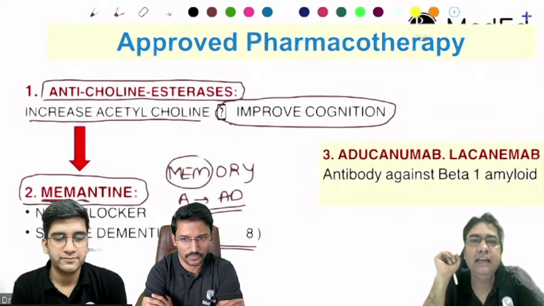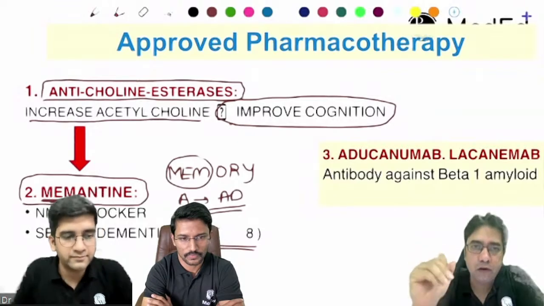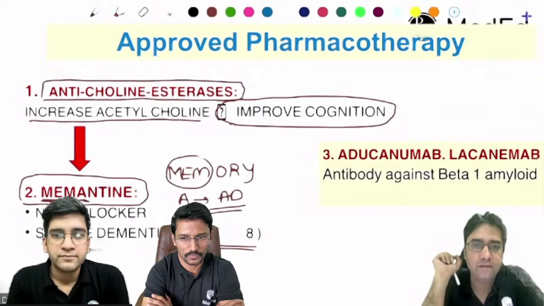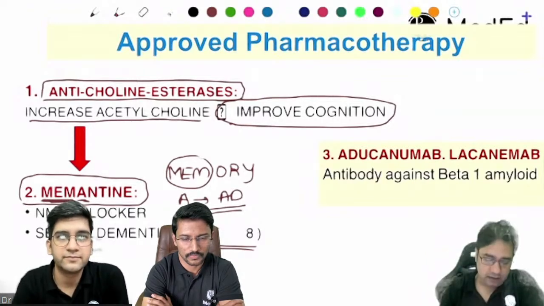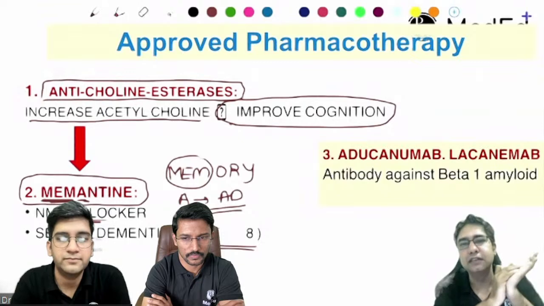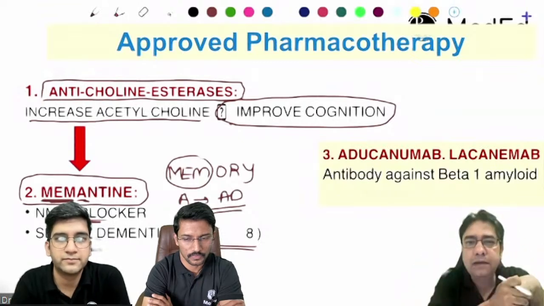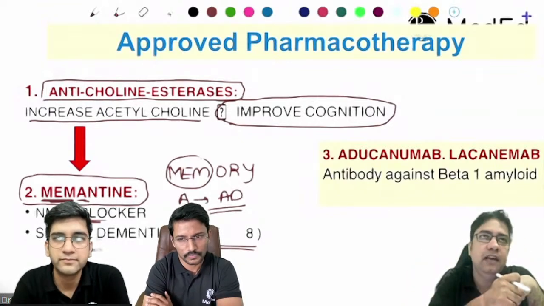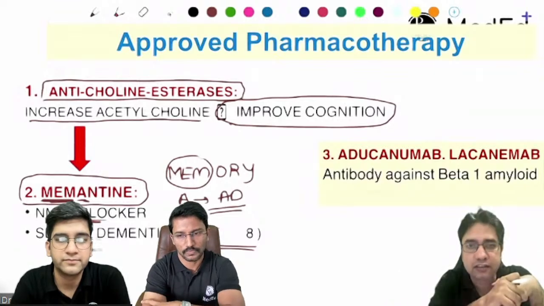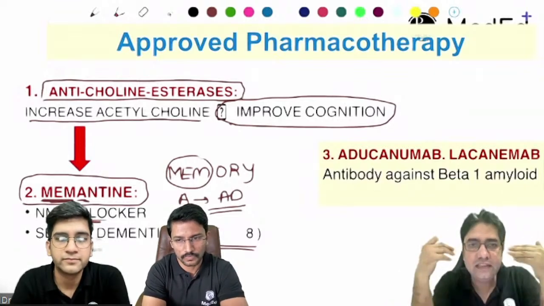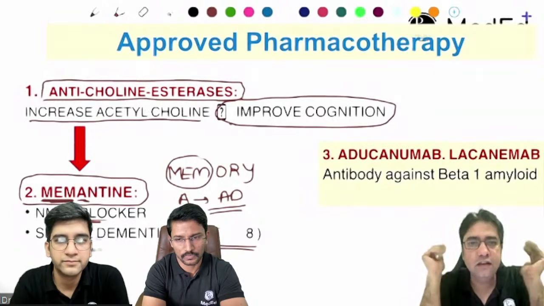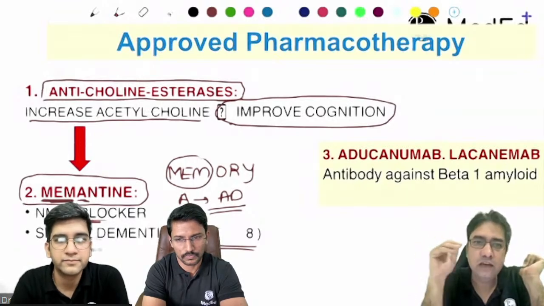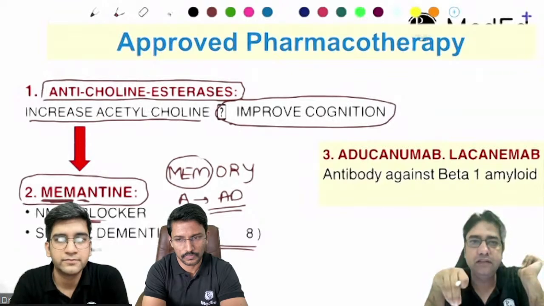Now, how does memantine act? Memantine blocks a receptor of glutamate. The receptor name is the NMDA receptor. There is a hypothesis that when the glutamate level increases, and glutamate is an excitatory neurotransmitter, then with this excess of excitation, because of so much happiness, the neurons die. So that is why we want to block the glutamate receptors, and the next approved drug is memantine.